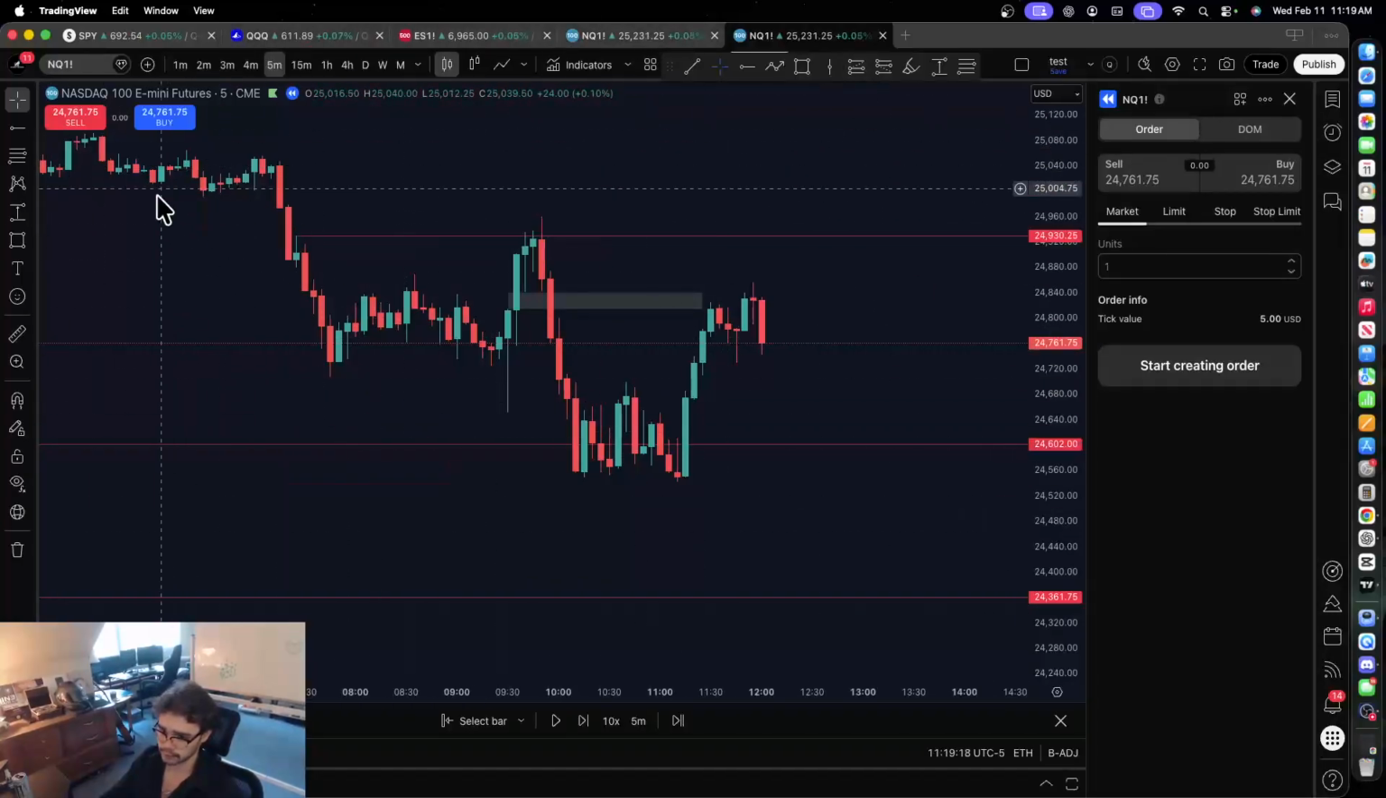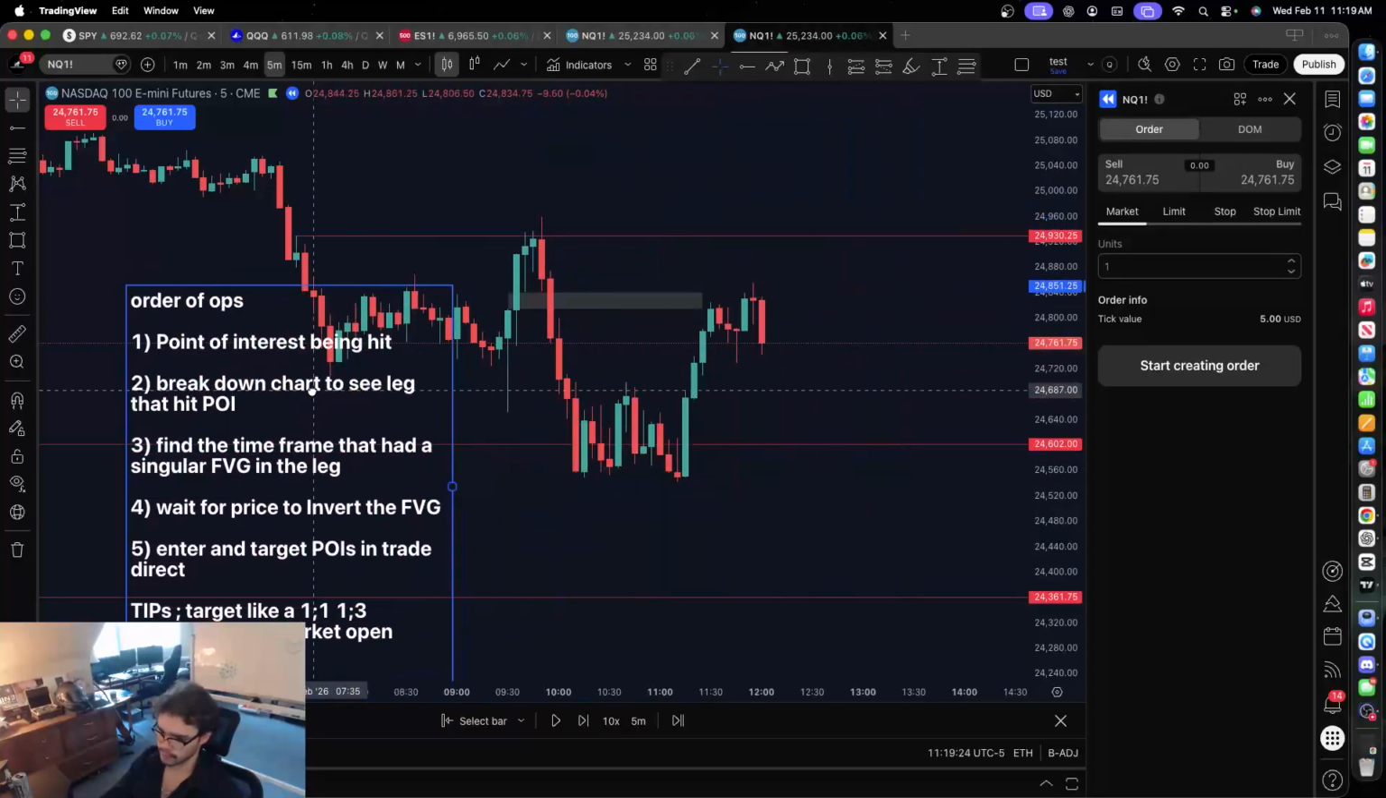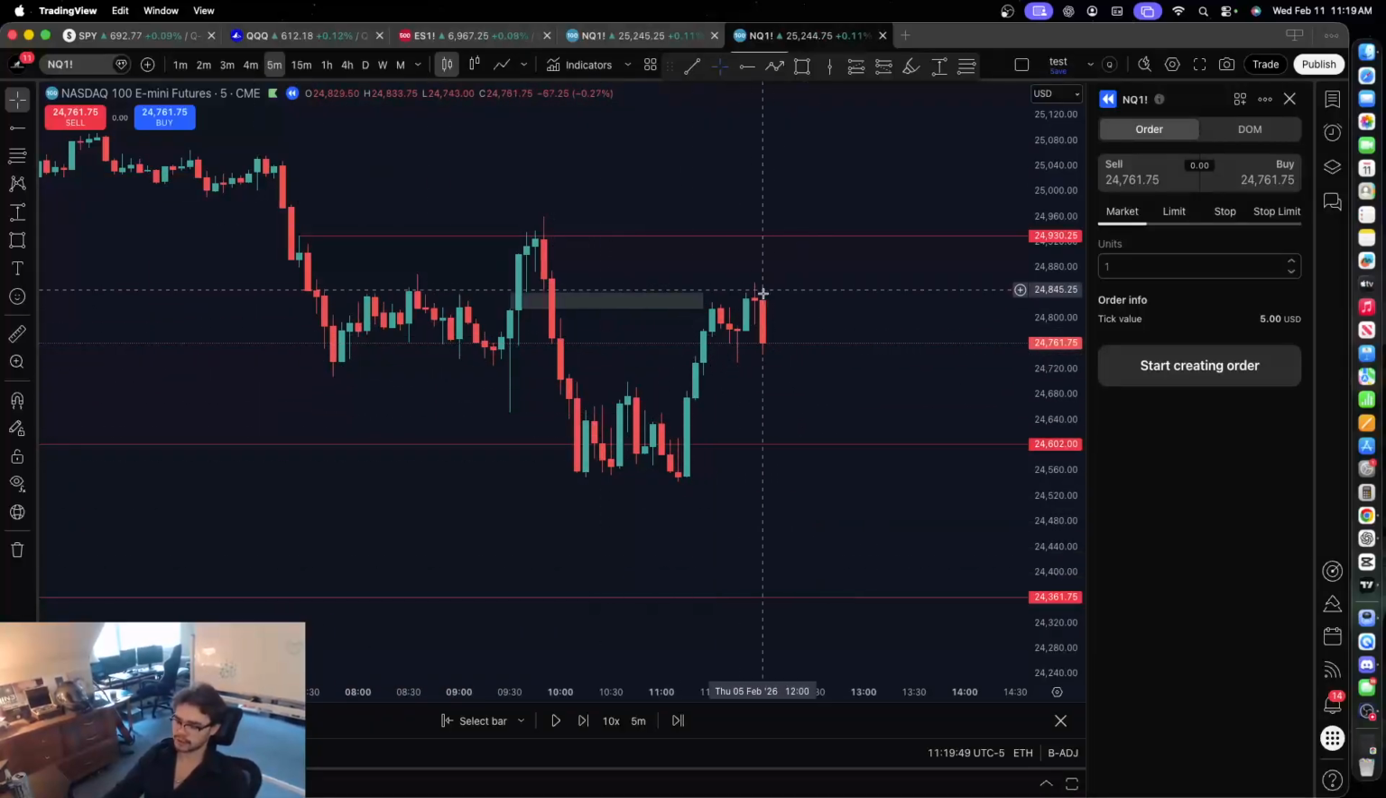But if we text box here, order of ops, okay. If you look under tips right there, target a 1 to 1, 1 to 3, 1 to 2, right? You want to have that low risk to reward, at least positive, so at least a 1 to 1. But you don't want to be targeting anything crazy because you're looking for that high win rate, medium to low risk to reward. Because the market lately has been chopping around, that's the whole point of all this. So that's literally all of it.